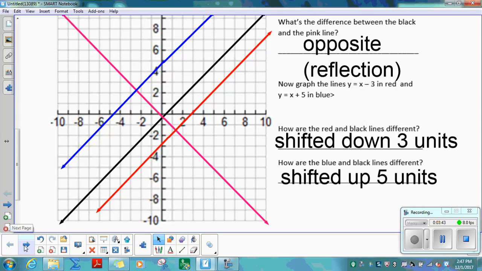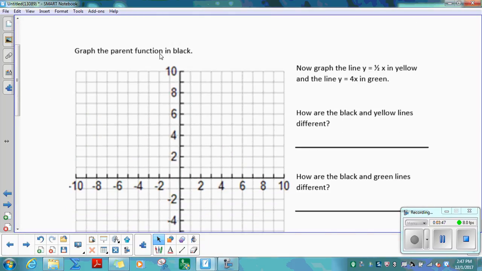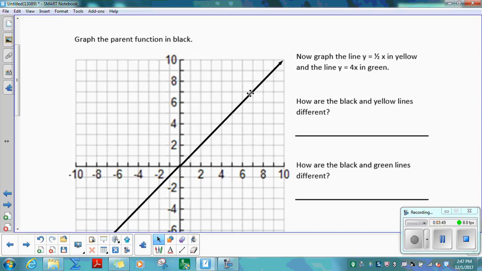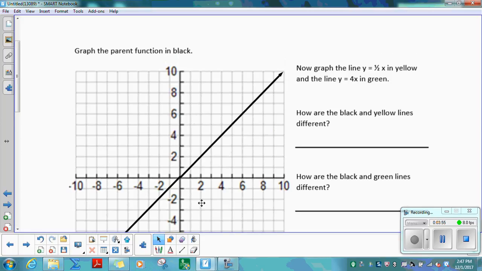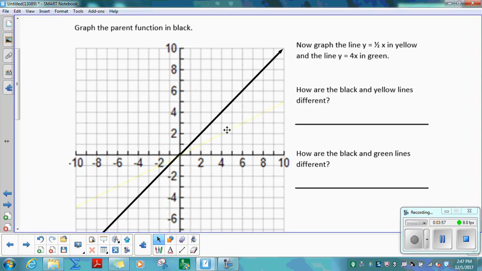Here's another example. Again, if I'm going too fast, go ahead and pause the video. Alright, let's see if these pop up like they should. Here's our parent function again. We had to do that in black. And it wanted us to graph y equals 1/2 x in yellow. So that should be right here. And it wanted us to do y equals 4x in green. Okay? So remember, we're comparing these colored lines to the black line.